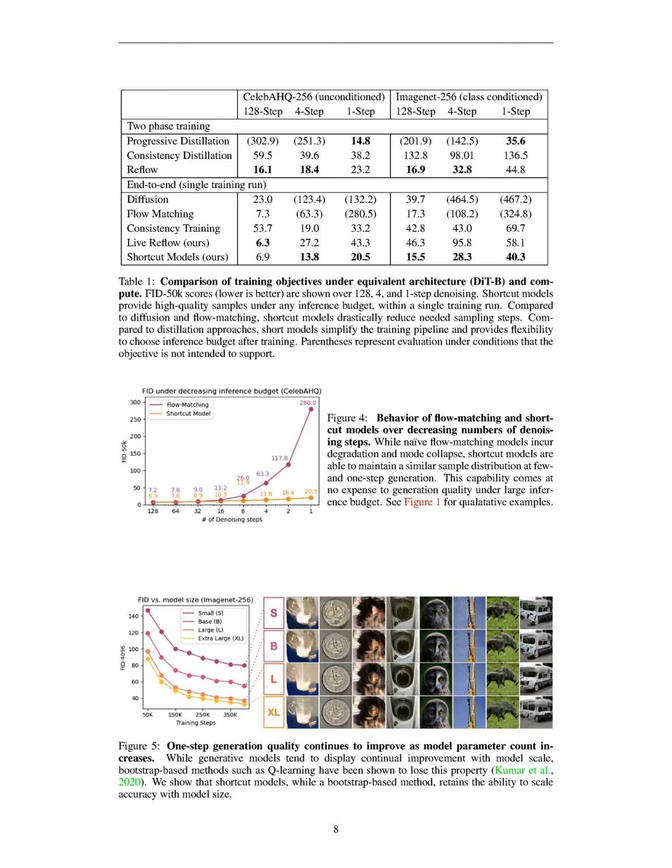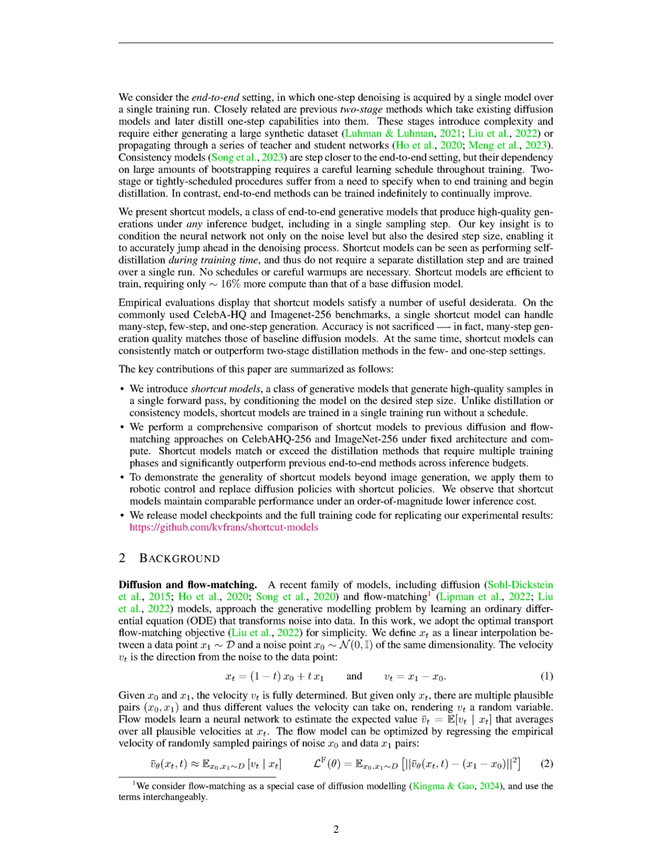In comparison to existing methods, shortcut models consistently matched or exceeded the performance of distillation methods that require multiple training phases, while also significantly outperforming previous end-to-end methods across various inference budgets. The empirical evaluations indicated that shortcut models effectively handle many-step, few-step, and one-step generation without sacrificing accuracy, showcasing their robustness and efficiency. Overall, the results highlight the advantages of shortcut models in generating high-quality samples in a single forward pass compared to traditional iterative methods.